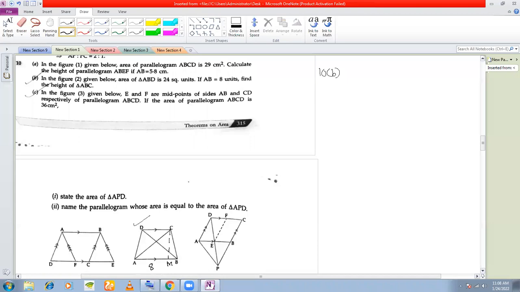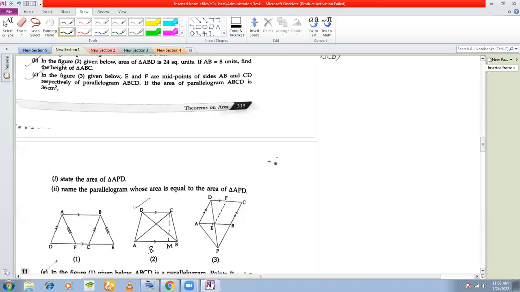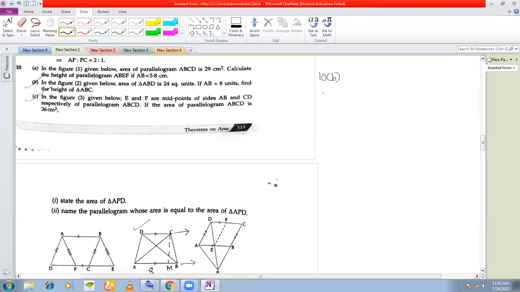So what you must first observe is that these two triangles, that is ABD and ABC, are on the same base, right? They are on this base, right? And also between the same parallel lines, right? That means the area must be equal. So we write area of triangle ABD is equal to area of triangle ABC is equal to 24 square units.